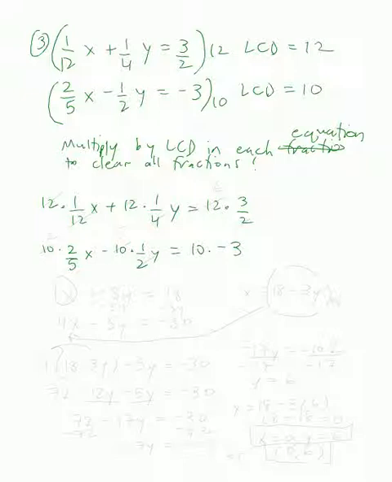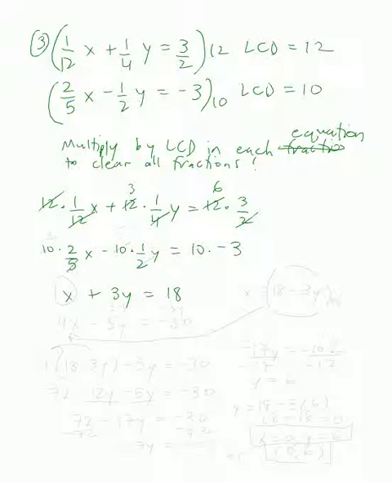What do I end up with? Well, in the first one, the 12s cancel. I'm just left with x plus. In the second one, the 4 cancels. I'm left with 3 times 1y, so 3y. And I end up here with 6 times 3 is 18.